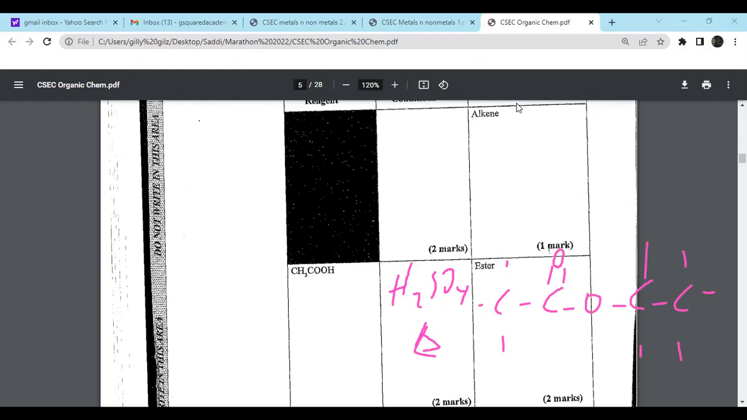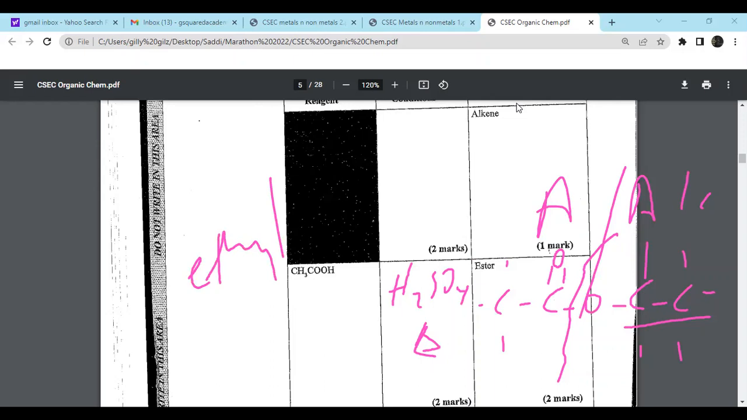We know it is ethyl ethanoate because we can divide it into acid portion and alcohol portion, right? Then you name the alcohol portion first. It contains 2 carbons, so that would be ethyl. And then the acid portion contains 2 carbons, so it is ethanoate. That's how we get ethyl ethanoate. All right, so that's that table.